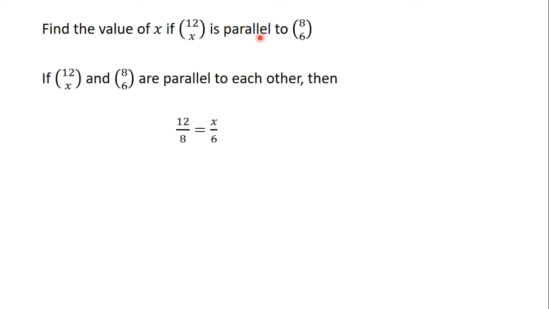Find the value of x if (12, x) is parallel to (8, 6). We know that for these two vectors to be parallel, then the x component here, which is 12, divided by the x component here, which is 8, is equal to the y component here, which is x, divided by the y component here, which is 6. The question told us that the two vectors are parallel. So we know that 12 divided by 8 is equal to x divided by 6.